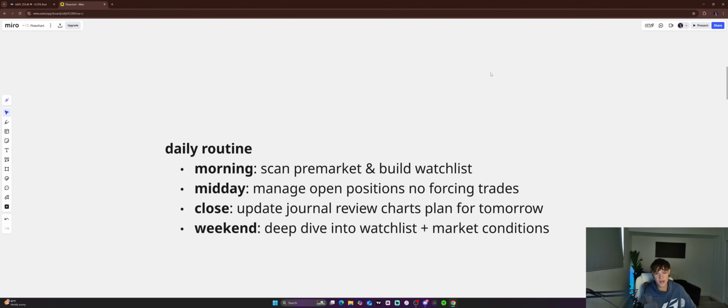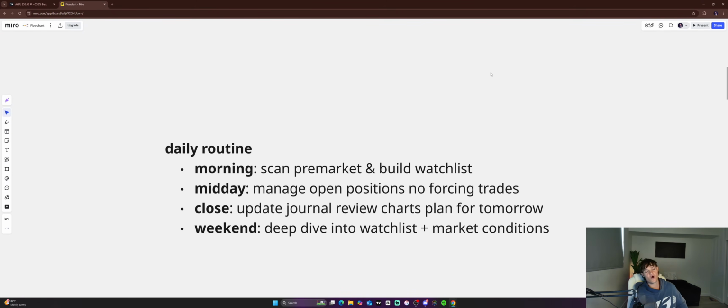Midday, I like to manage my open positions. I don't like to force random trades midday. If I take something in the morning or if I'm already in a stock, I just like to manage my positions, and I like to go on with my day. One thing that helps me from overtrading is staying productive. You know what I mean? Go play basketball, pickleball, go golf, maybe go for a walk. Go watch some YouTube videos out of Starbucks. Go do something with your life. Go to work. Go start a side business.